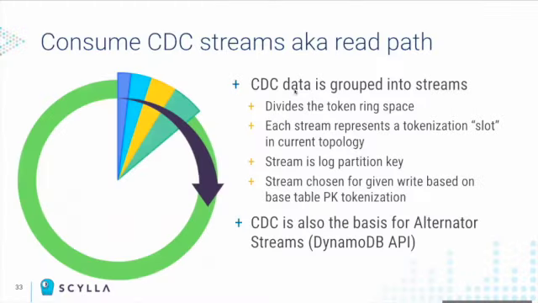The CDC log is partitioned into what we call streams. This divides the entire token ring space of the cluster, and each stream represents a slot in the token ring. This is the partition key of the CDC log table. The client reads the data in the CDC log table in a round-robin fashion and traverses through the token range.